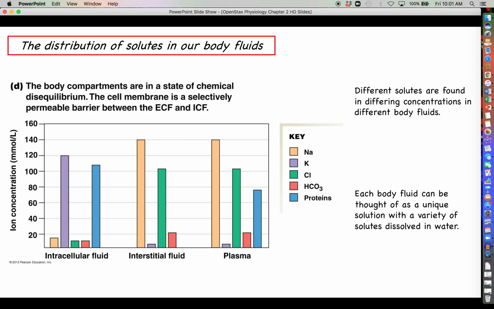Being able to appreciate that is going to be really important for when we eventually start talking about the nervous system and the ability of nerves to send electrical signals. We'll find out that sodium and potassium are key players in those processes. But for now, just make sure you understand that individual solutes are maintained at very different concentrations between different body compartments, and there is a very good reason for making sure that that does not change.